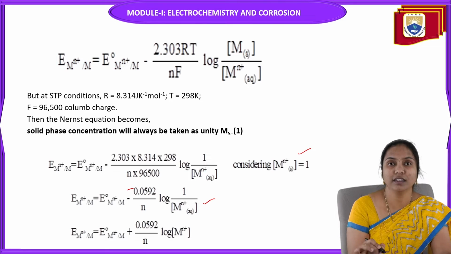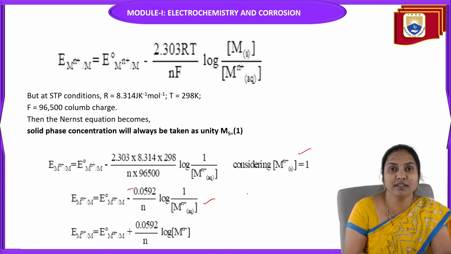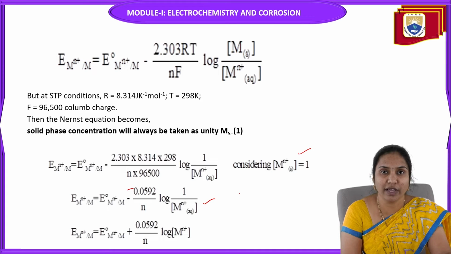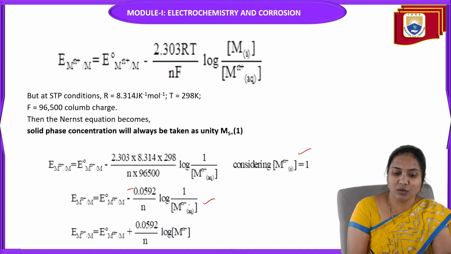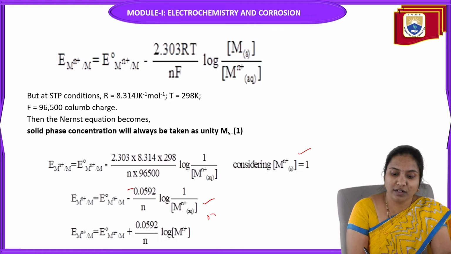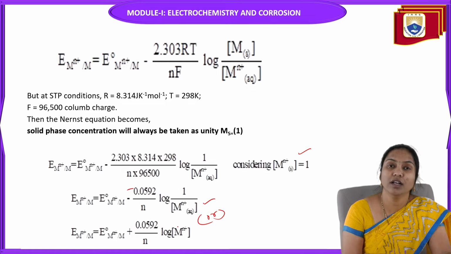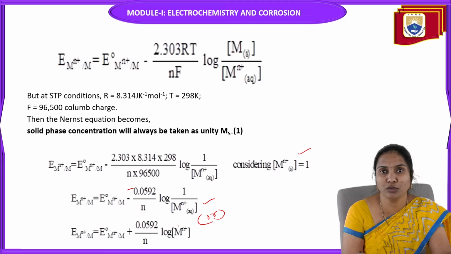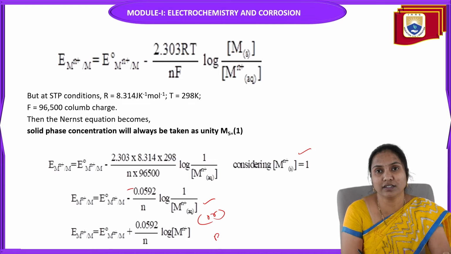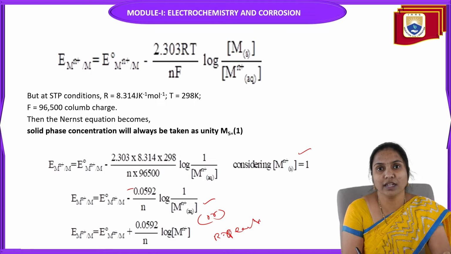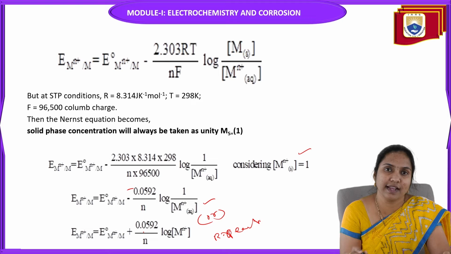So finally I get E equal to E naught minus 0.0592 by n log 1 by Mn+. Otherwise we can write E equal to E naught plus 0.0592 by n log Mn+. This is the Nernst equation for the reduction reaction.